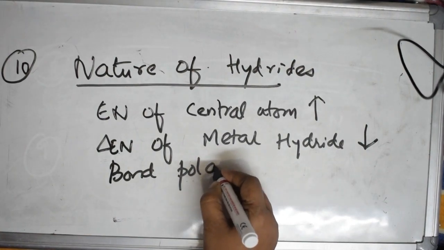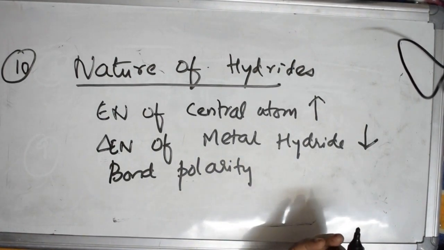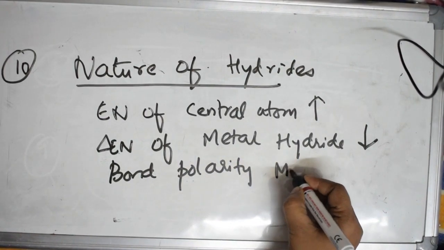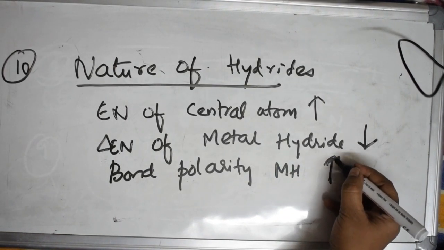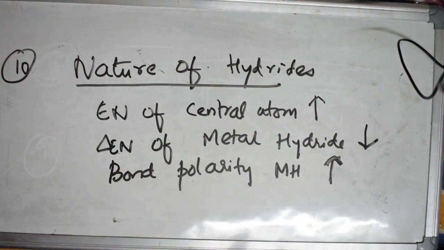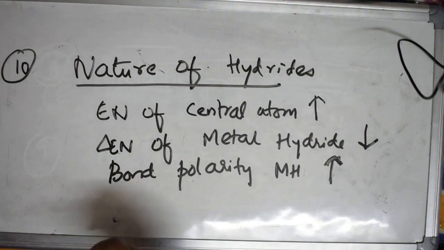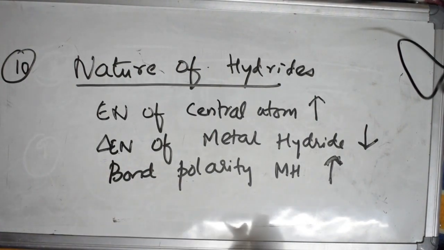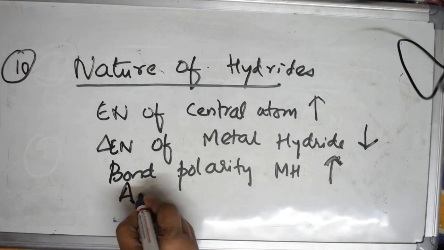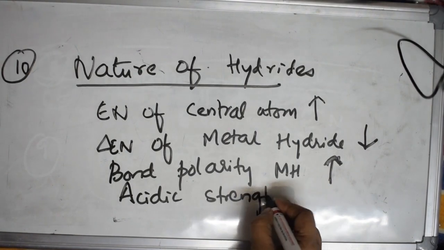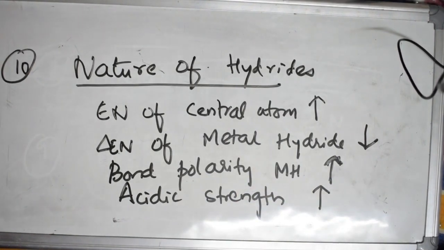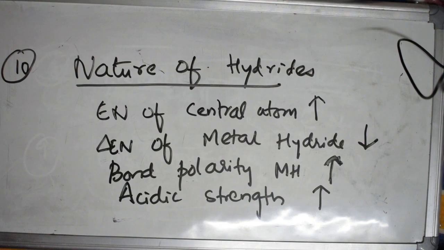Okay, bond polarity is what is important here. So bond polarity of the metal hydride, what will happen? It will increase, because the bond polarizes into positive and negative ions, and when it increases, it can easily give out the H+ ion, isn't it? So the acidic strength of that particular bond also increases. So remember this, so much information I have given you.